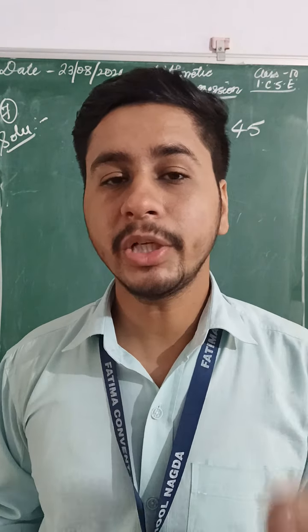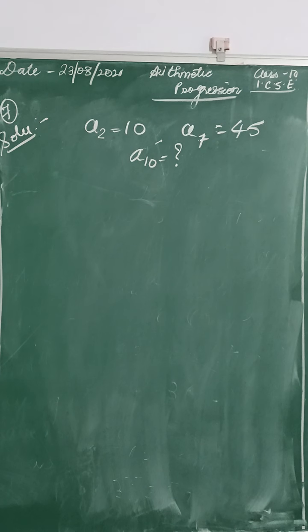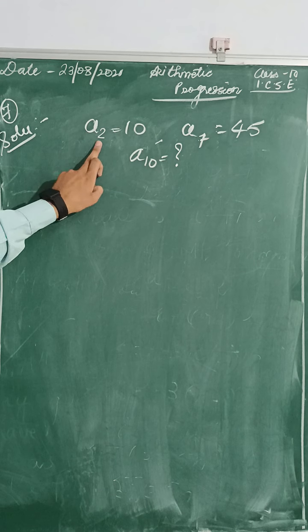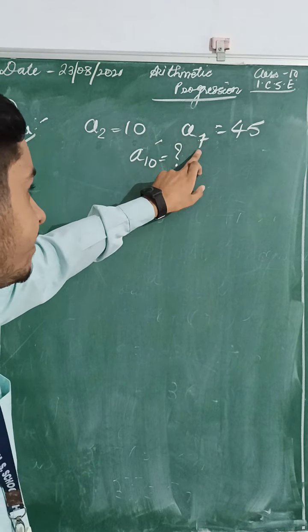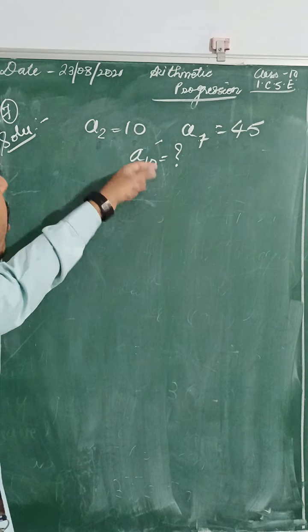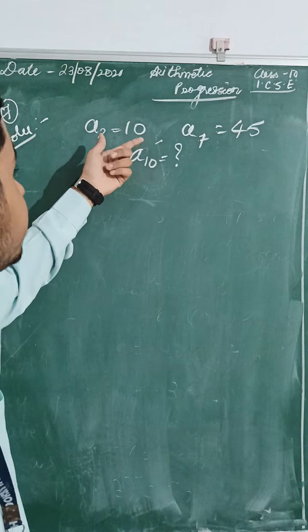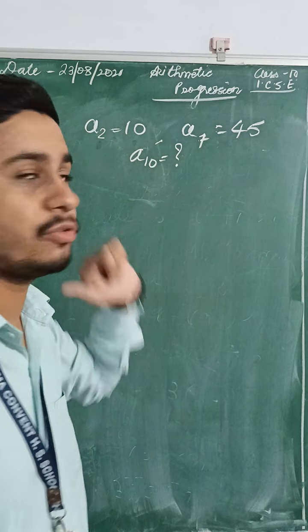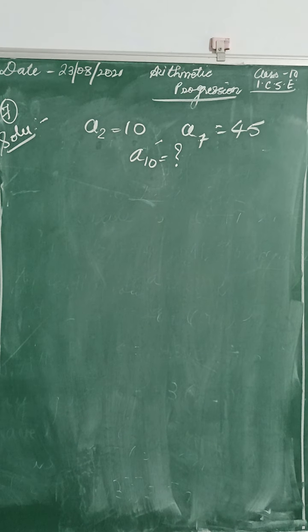Now we are given two terms. What are those two terms? A2, which is 10, and A7, which is 45, and we have to find A10. So in a particular series we are given these two terms, and we have to find the 10th term. Now how to find this?